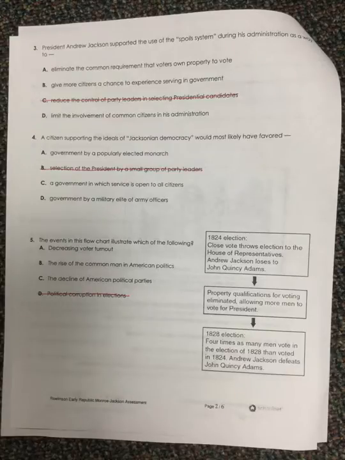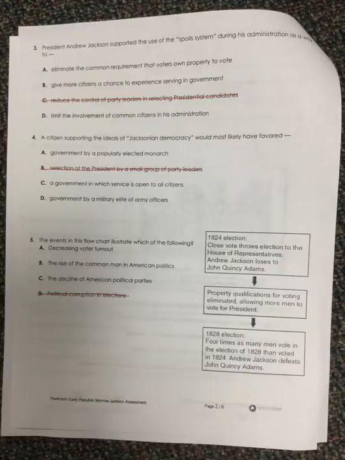Number 4. A citizen supporting the ideals of Jacksonian democracy would most likely have favored. Okay, let's remember, Andrew Jackson, he started the Democratic Party. That's all it's saying, is who would have liked this. A. A government by a popularly elected monarch. C. A government in which service is open to all citizens. Or D. A government by a military elite of army officers. So Andrew Jackson, which type of government would he have liked the best?